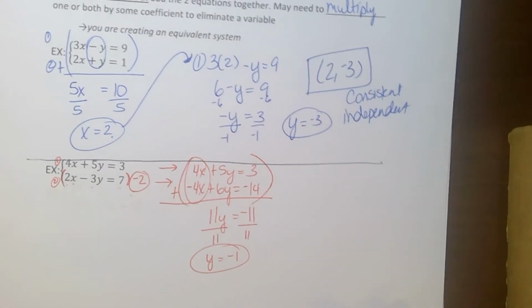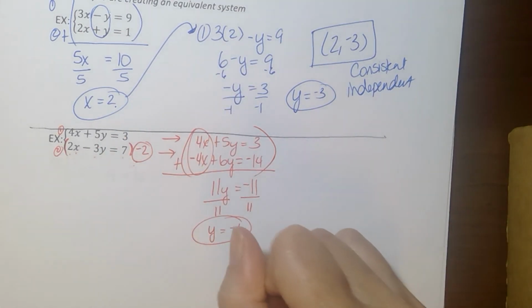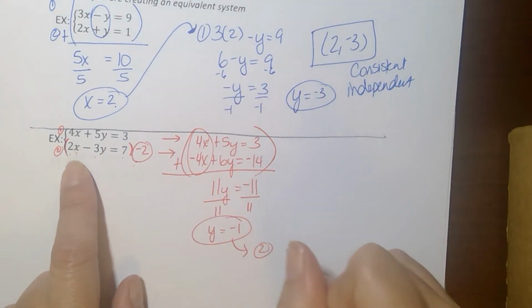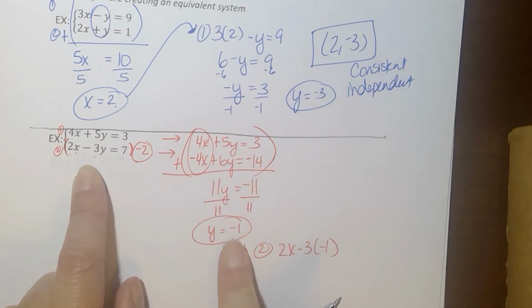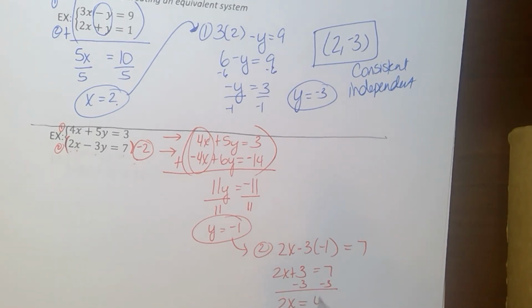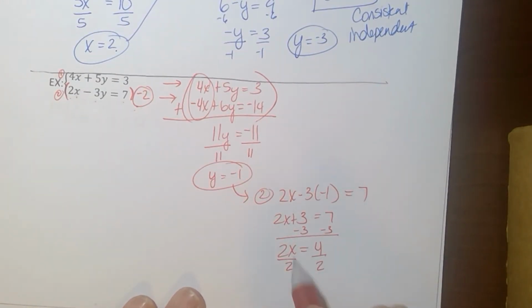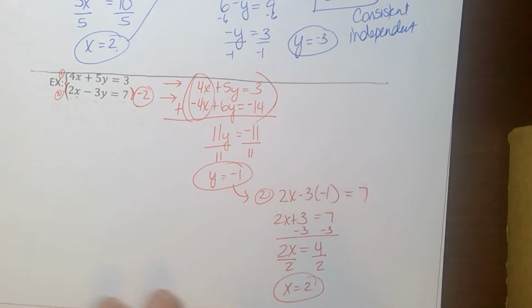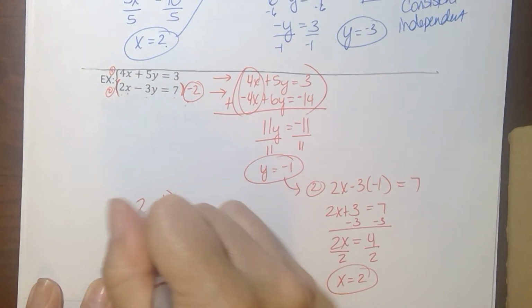I need to plug that value for y into either one of my equations. We used the first equation here. Let's use the second equation for this problem. 2 times x minus 3 times y, substitute in my value for y, is equal to 7. So I have 2x plus 3 is 7. I move that 3 over by doing the inverse operation. Then I move the 2 over by doing the inverse operation, and I get that x is 2. So I have my ordered pair. The x, y ordered pair is going to be 2, negative 1.